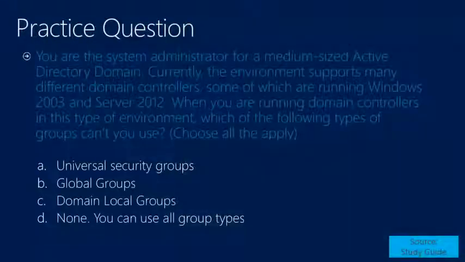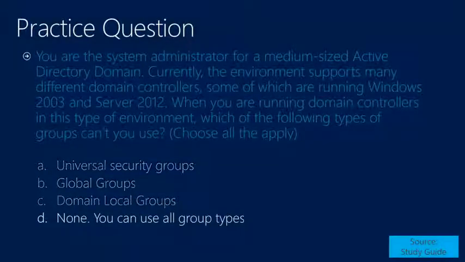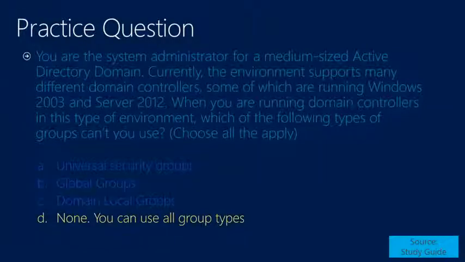It's actually real features. Last test question. You're the system admin for a medium-sized Active Directory domain. Currently, the environment supports many different domain controllers, some of which are running Windows Server 2012 and 2003. When you're running domain controllers in this type of environment, which of the following types of groups can't you use? So A, universal security groups. How many people think it's B, global groups? C, domain local groups. D, none. You can use all group types, and you guys are correct. You can actually use all of them.